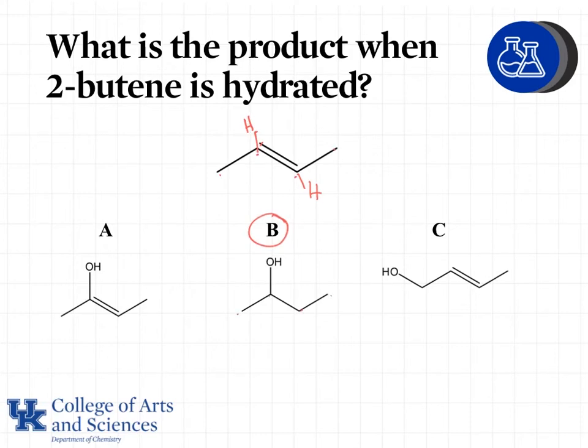Now, you may be asking, why did we add it to the one on the left instead of the one on the right? Well, let's look at what we would get if we added it to the one on the right. Notice, in the original product that's drawn on the page, we see that we have an OH group attached to the second of 4 carbons. If we look at the new one I drew, where we added it to the one on the right, we see we have an OH group on the second of 4 carbons.